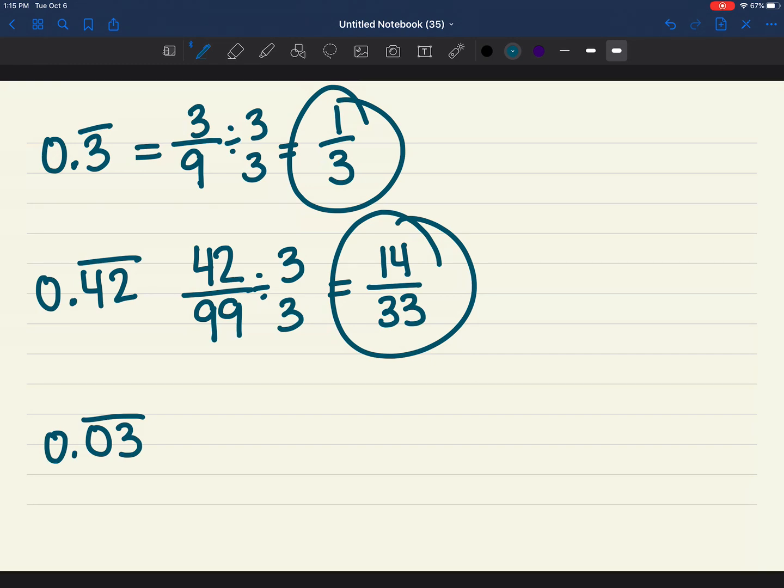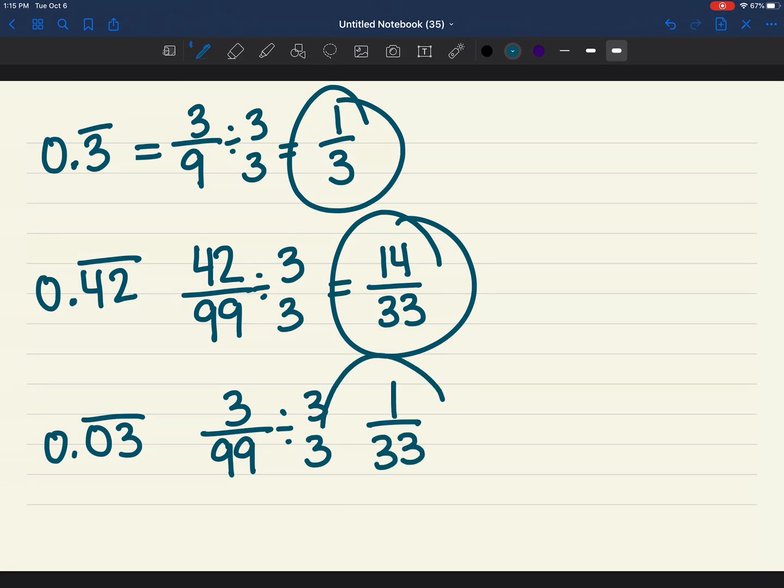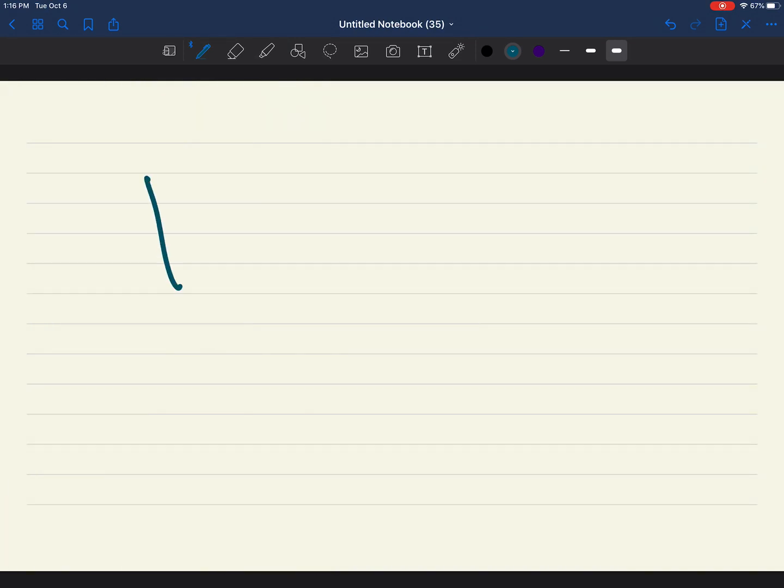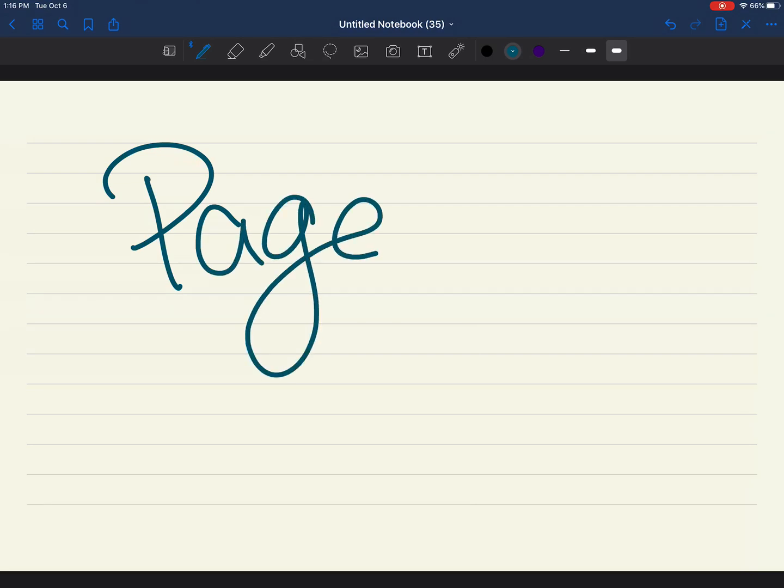Okay, how many numbers repeat here? 2. Now, would I write 03 on top of my fraction or just 3? Just 3. But how many 9s am I going to put that over? 2, because 2 numbers technically repeated. Then all you have to do is simplify. Both of those are divisible by 3, so you're going to get 1 over 33. Because I know that 3 is divisible by 3, and I check and see if 99 is divisible by 3, and it is.